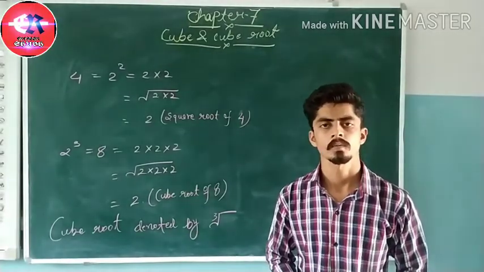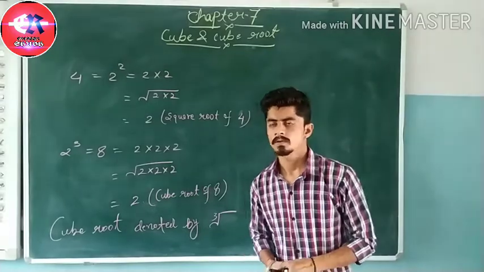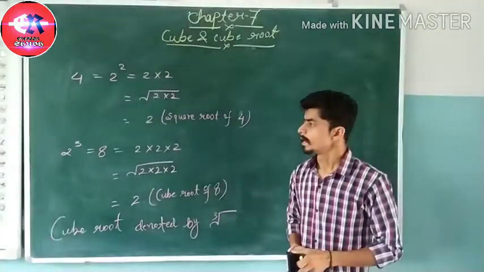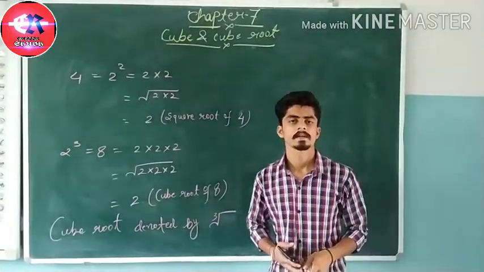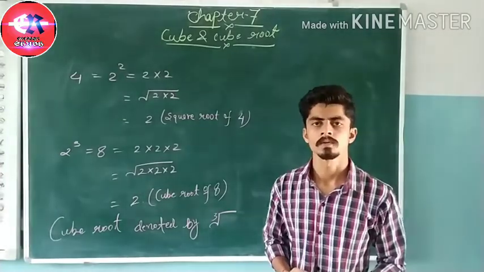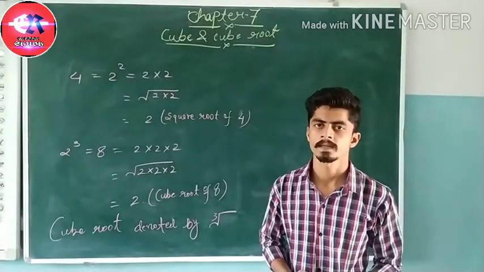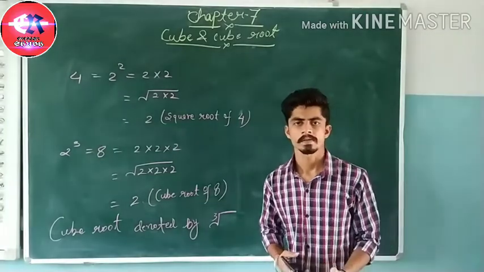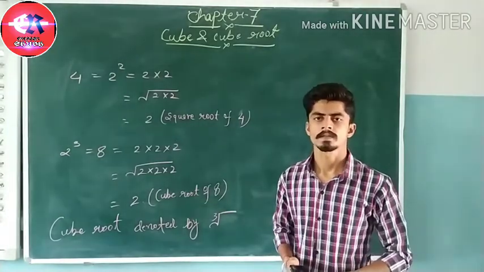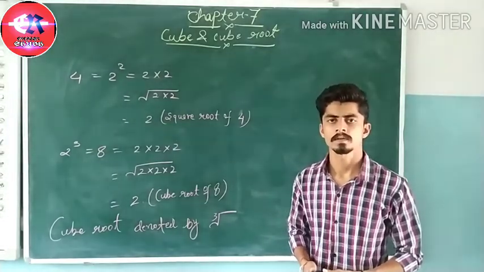Chapter number 7, cube and cube root. In this chapter we have to find the cube and cube root by the prime factorization method and by the estimate method. So firstly, just some theory about the cube root.